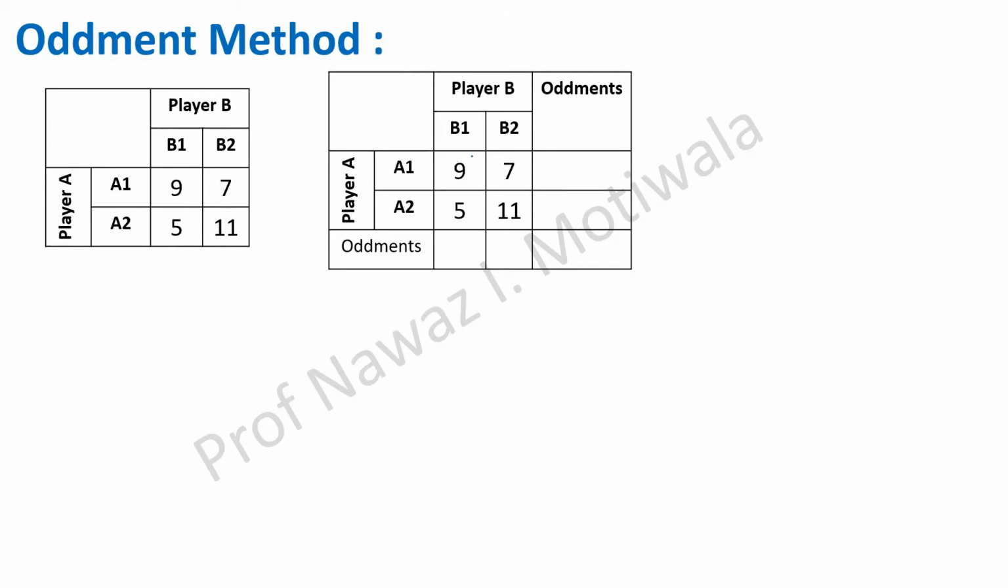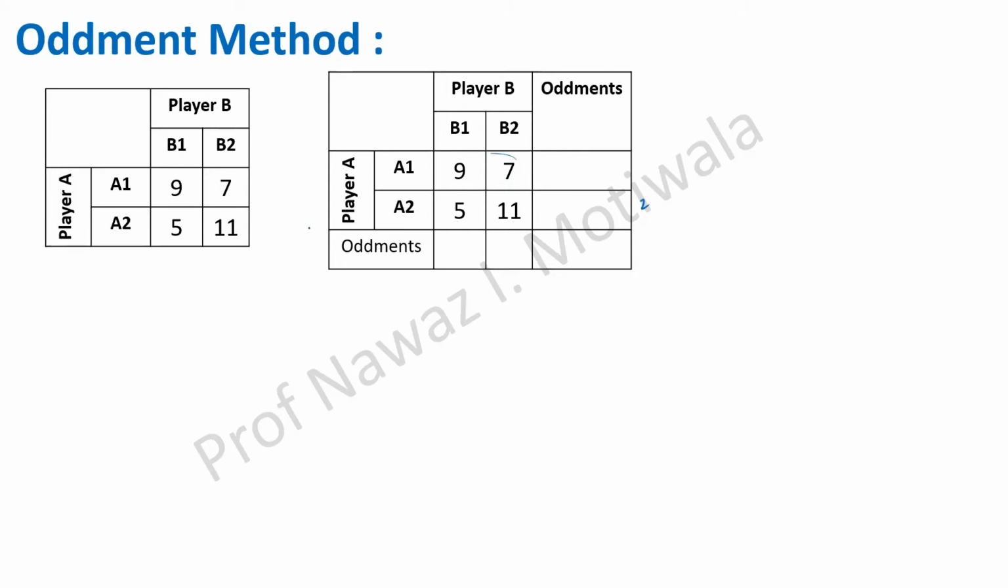So tell me, what will be the difference of these two values? 9 minus 7, how much will it be? 2. So this 2 should be written in the second row. The answer of the first row you have to write in the second row. So 9 minus 7 will give you 2 and this 2 should be placed in the A2 row. So I will write here 2, on the side.